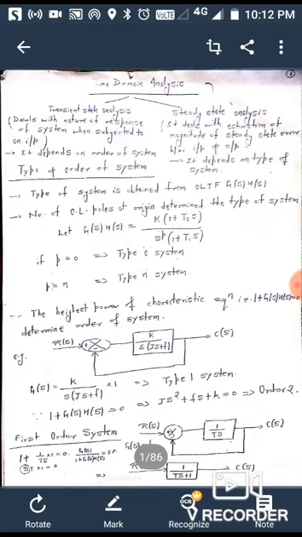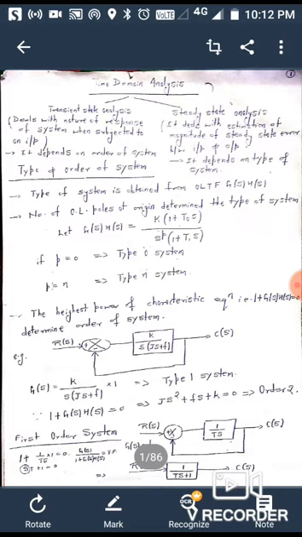Now the highest power of the characteristic equation. What is the characteristic equation? Characteristic equation means 1 plus G(s)H(s) is equal to 0. The highest power of the characteristic equation determines the order of the system. ठीक है.